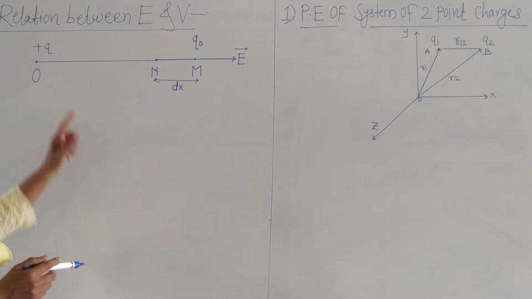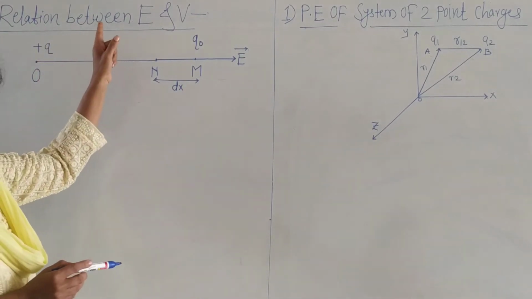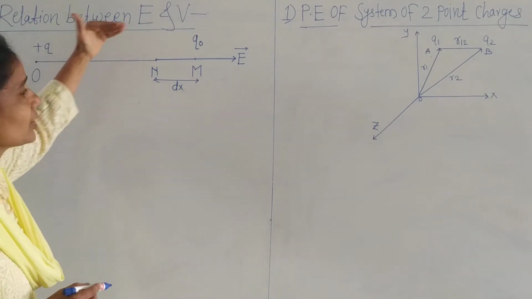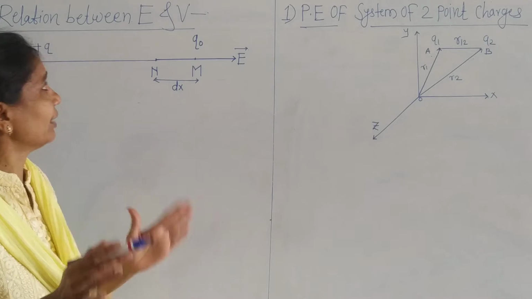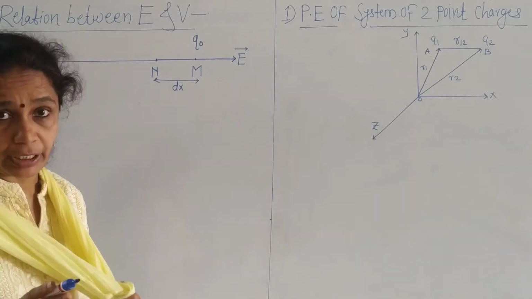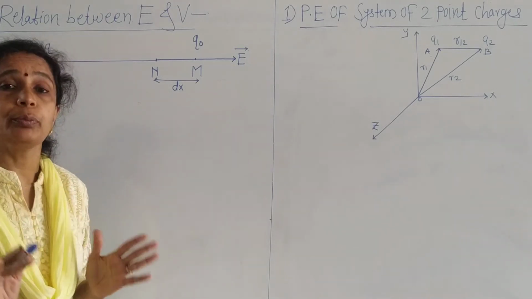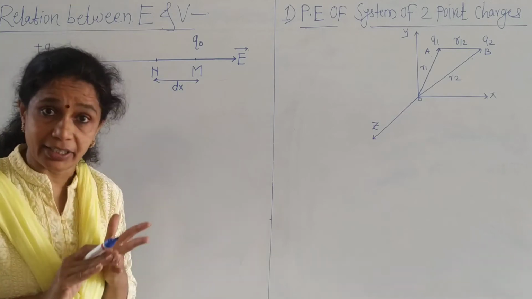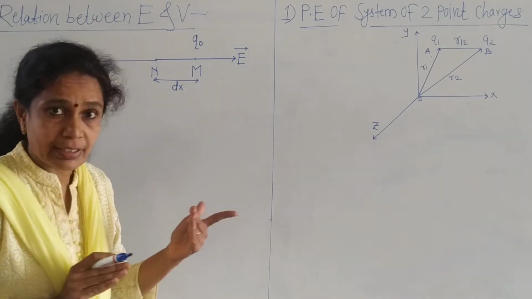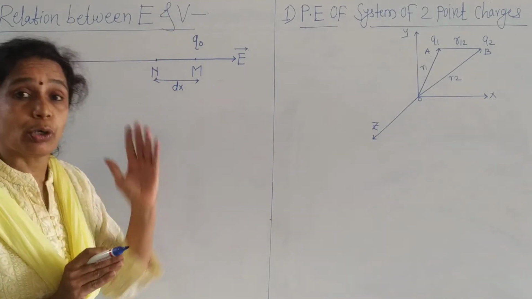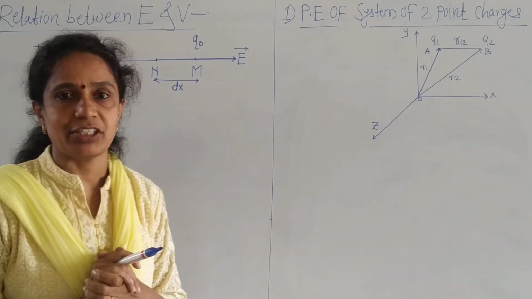Welcome student. Here we have to define the relations between E and V. E means electric field and V means electric potential. You know very well what you mean by electric field, electric intensity. In the previous lecture, we defined what we mean by the electric potential.